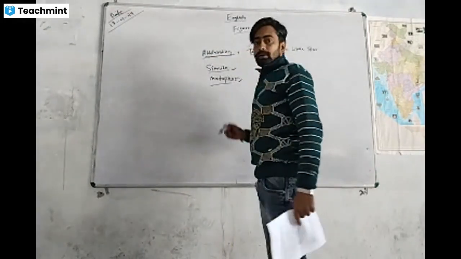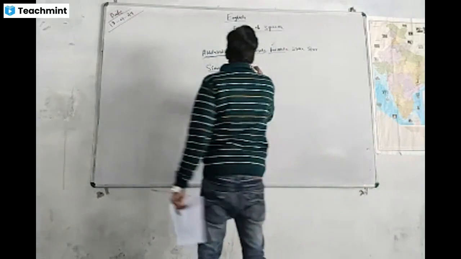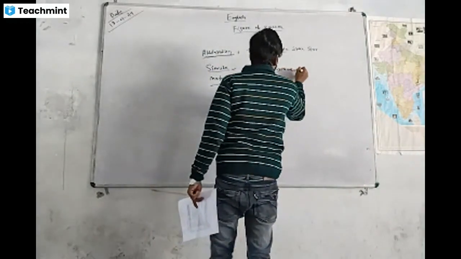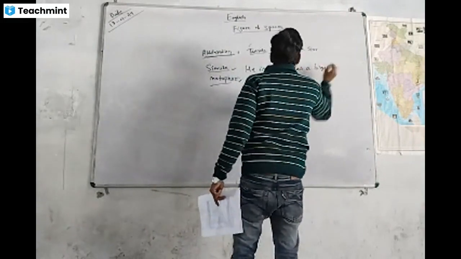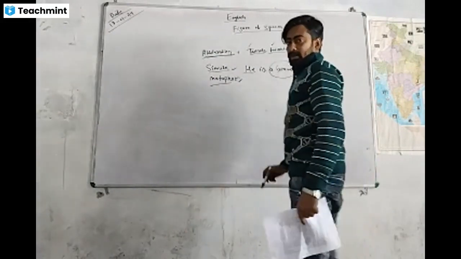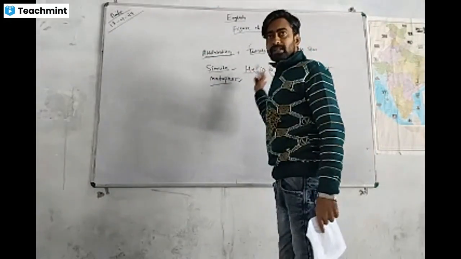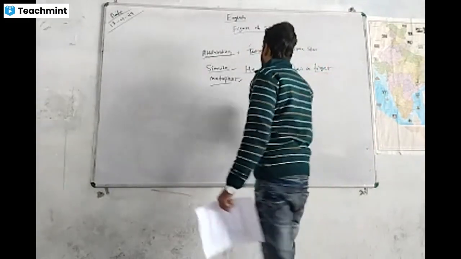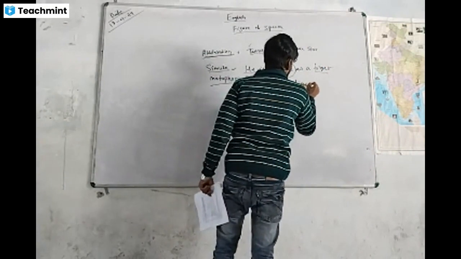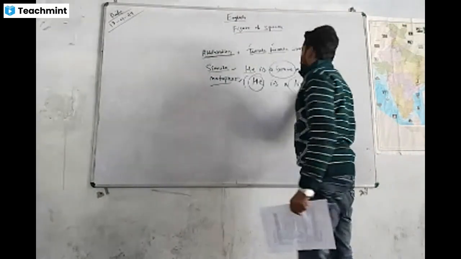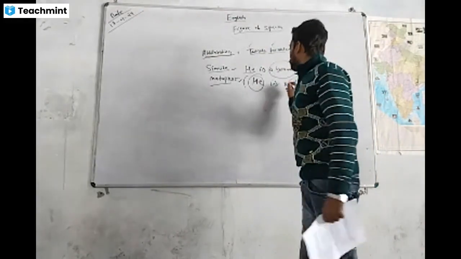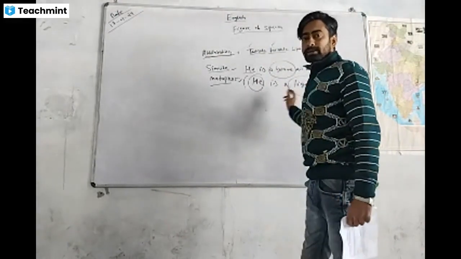Simile and metaphor both compare things, just like he is as brave as a tiger. Here the comparison is he and tiger, and the point of comparison, bravery, is already shown. But in metaphor, it will only be said he is a tiger. Now he and tiger are both compared, but the point of comparison is not shown here. You have to find out the basic quality of a tiger.